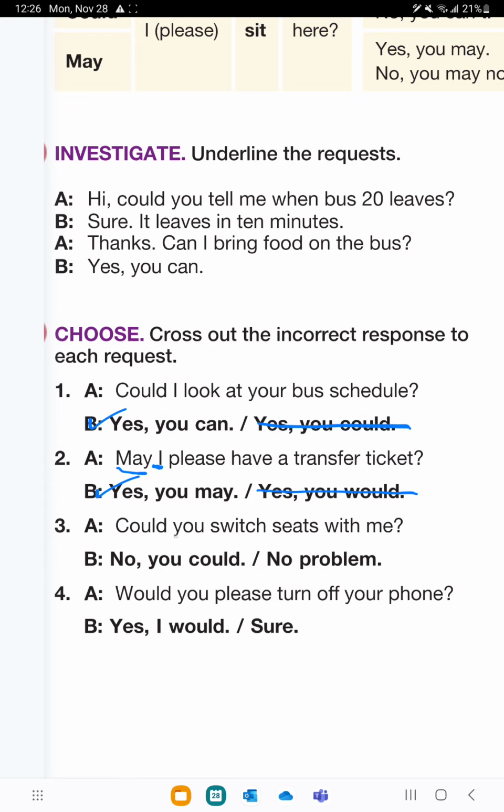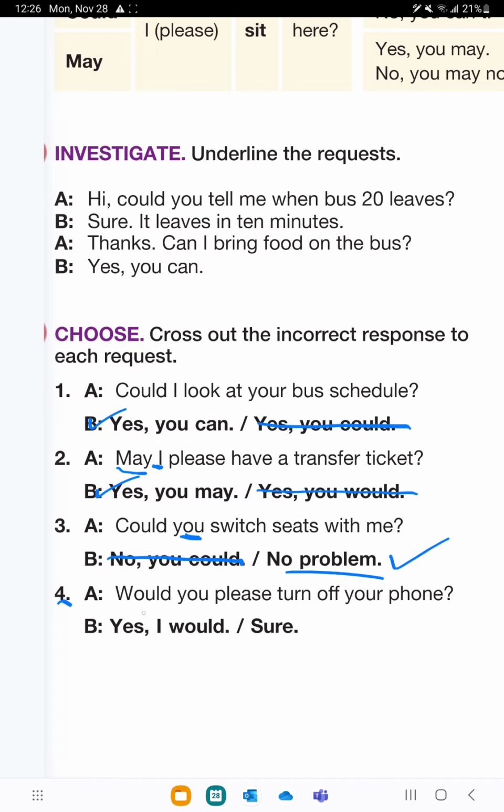Number 3, could you switch seats with me? Here we're asking you to do me a favor. And again, could is never in your answer, so we don't even have to read the other answer. We already know that's wrong. We got rid of it. No, you could. Could is never in your answer. If we want to say no, we would say no, you can't, but never no, you could. So that means that our correct answer is no problem.